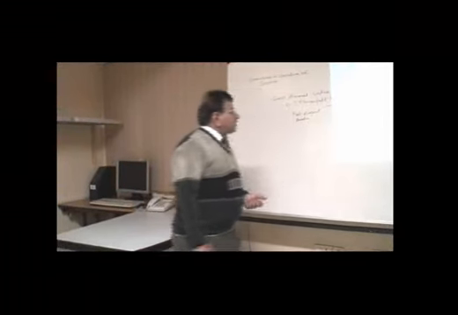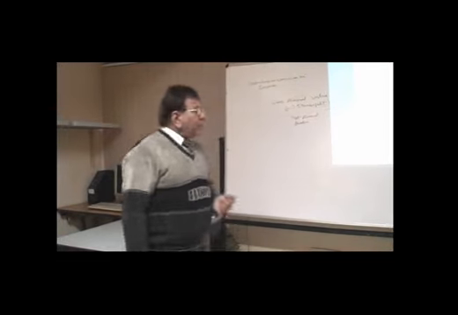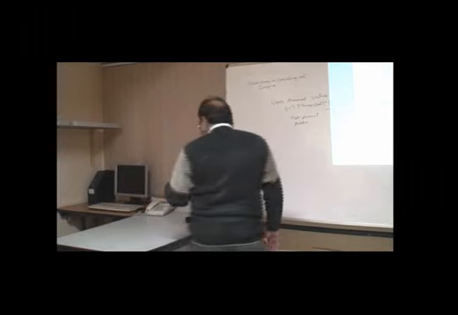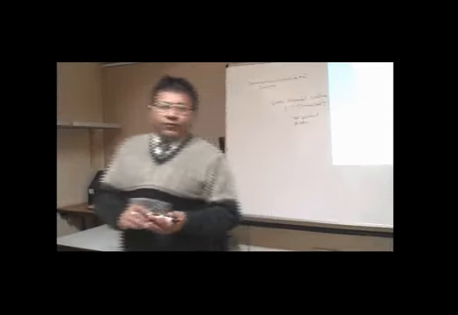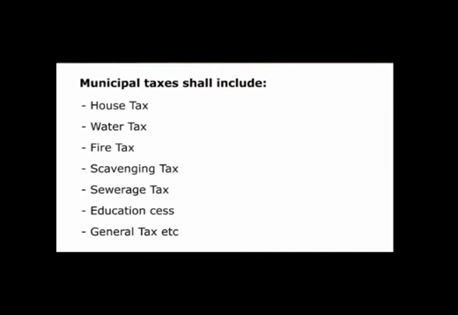So first is the deduction, the permissible deductions allowed in computing the income under the head income from house property. What can be the municipal taxes? What sort of forms can there be in terms of municipal taxes? We'll just have a glance over it. The municipal taxes may be in the form of house tax, water tax, fire tax, scavenging tax, sewerage tax, education tax, and general tax, etc.